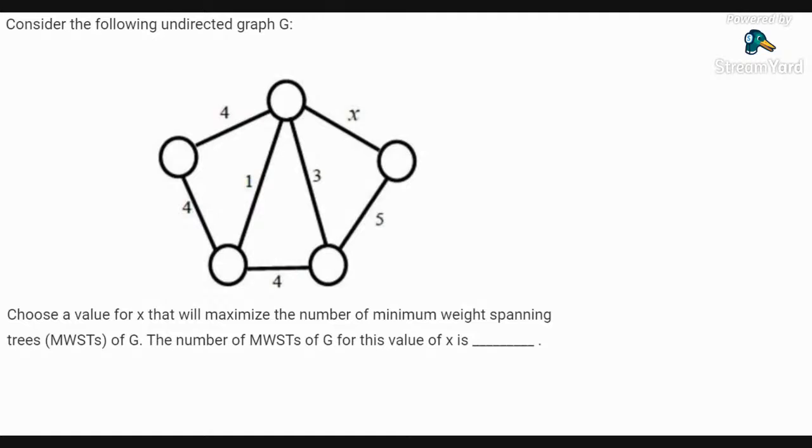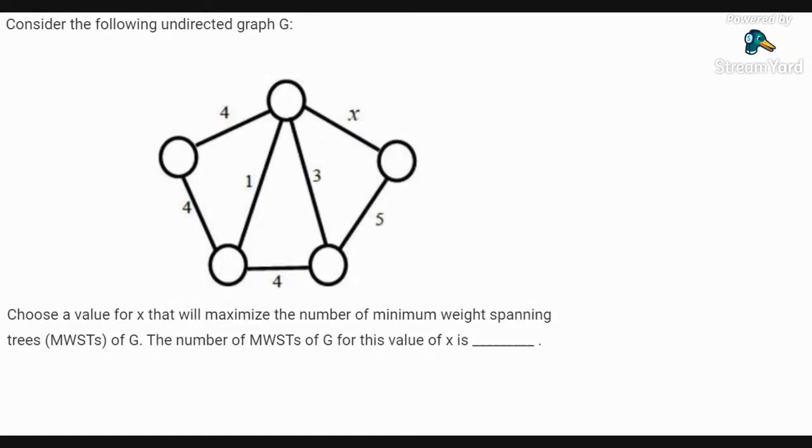See the next question. Consider the following undirected graph G. Choose a value of x that will maximize the number of minimum weight spanning trees. So it might be possible that one graph is there and multiple minimum cost spanning trees are possible.